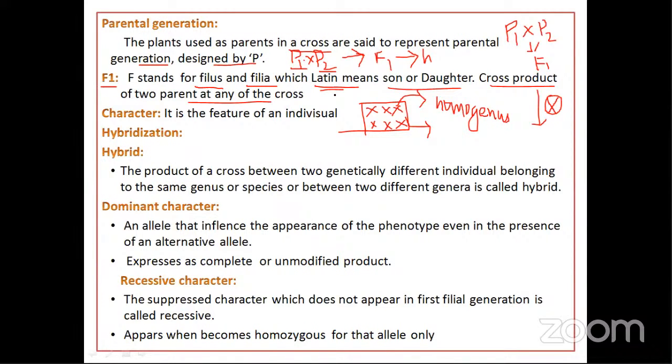So homogeneous means the phenotypic thing. Whenever you tell homogeneous and heterogeneous, that is about the phenotypic expression of the plant, whether all are looking alike or not. And heterozygous or homozygous is the genotypic constitution, meaning whether similar alleles or different alleles are present in both chromosomes. That is the difference.